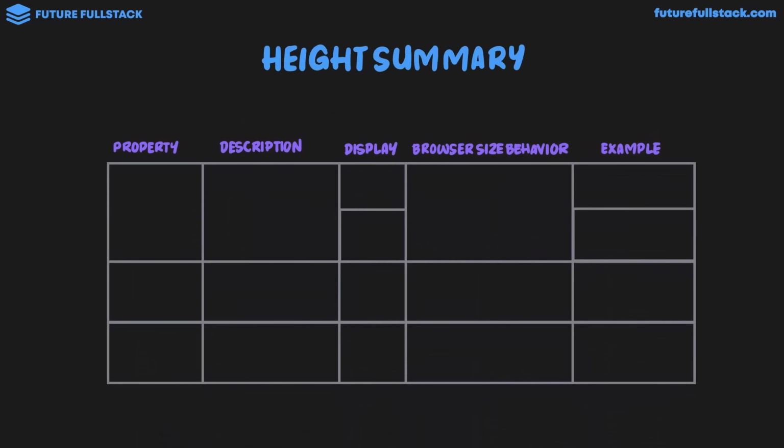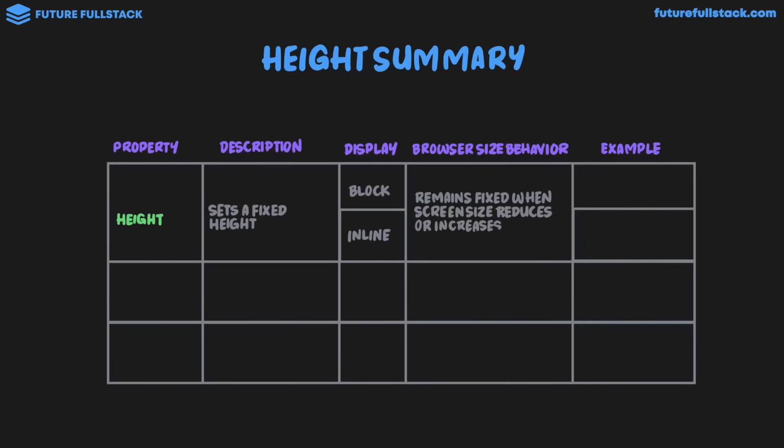The first property we looked at was height. This sets a fixed height for both block and inline elements. It remains fixed when screen size reduces or increases in height. An example of where we'd use a fixed height value on a block element is a navbar, and it's something we're going to be implementing in our project later. For inline elements, you could use a fixed height on small images and icons. In our project, we're just applying it to the width.